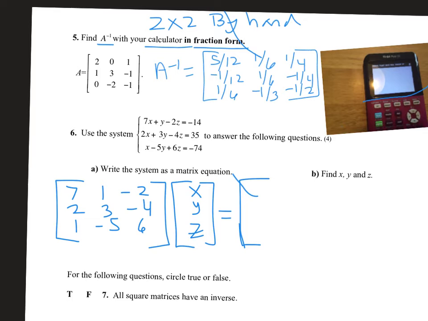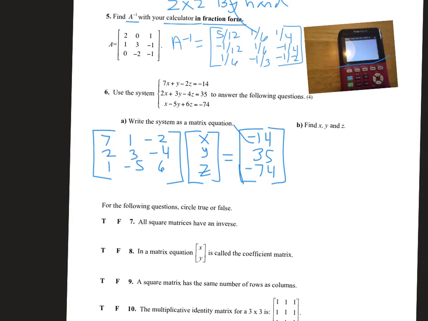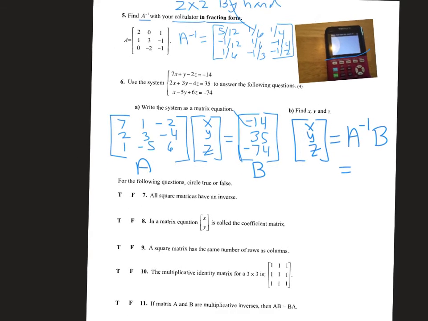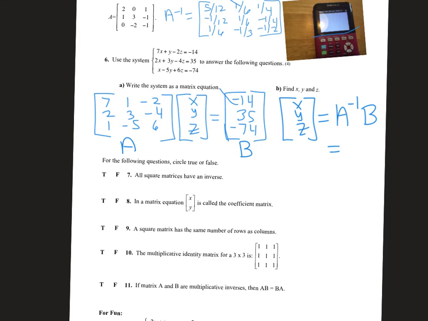Okay. And then -14, 35, -74. All right, there we go. So this is what you're going to do. You're going to plug this in for matrix A, that in for matrix B. To find out what X, Y, and Z are, you're going to do A inverse, don't forget the inverse, times B. So I want you to try that on your calculator right now.